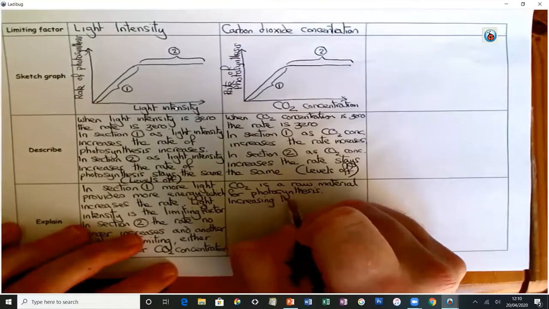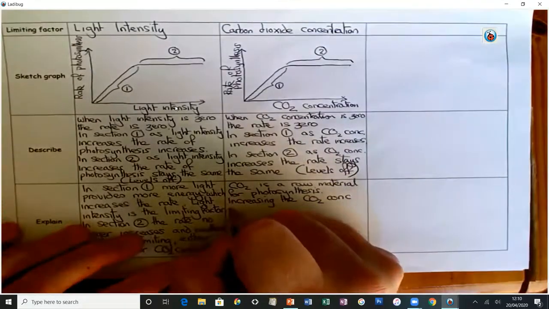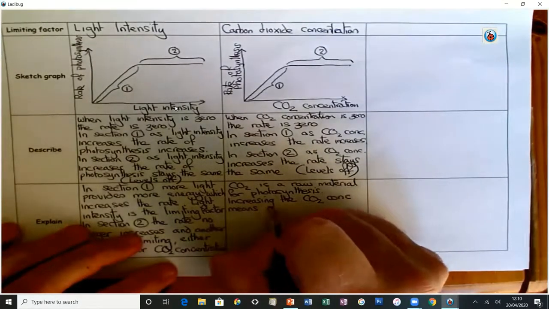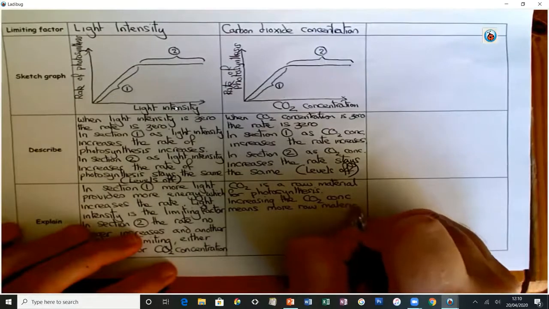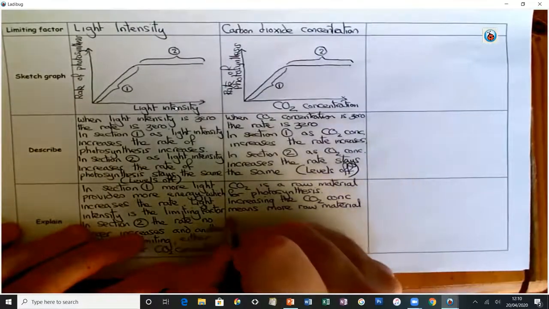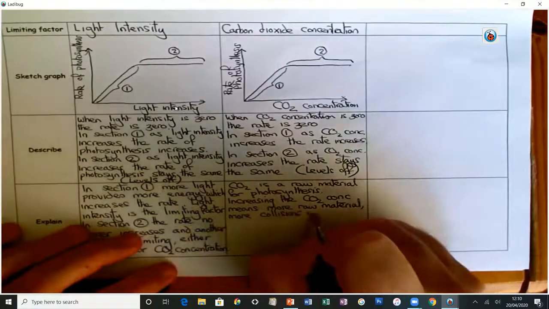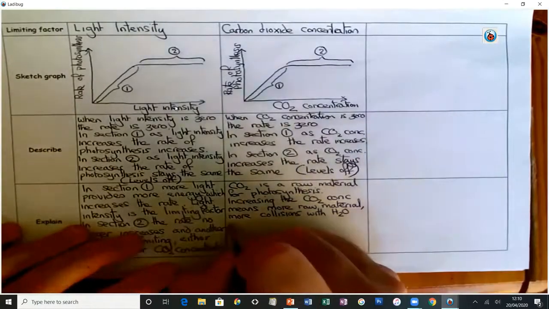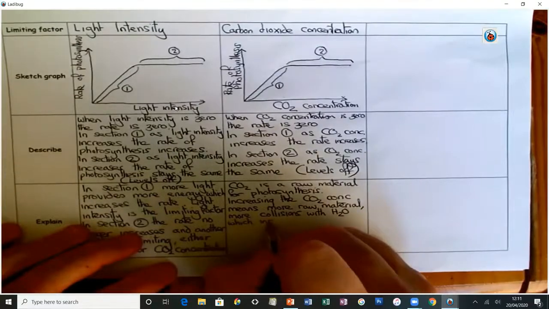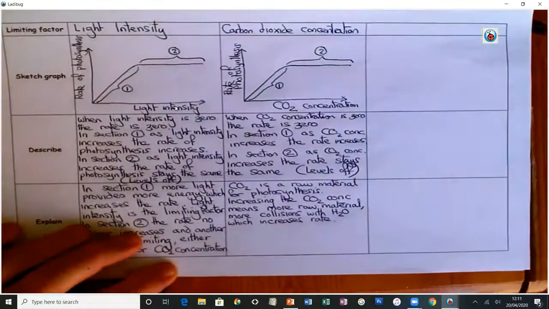Increasing the carbon dioxide concentration means more raw material, more collisions with water, which increases rate. So that's just the background information.